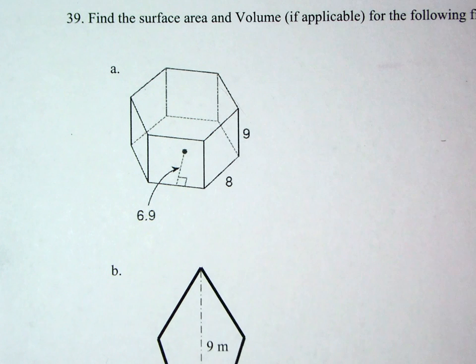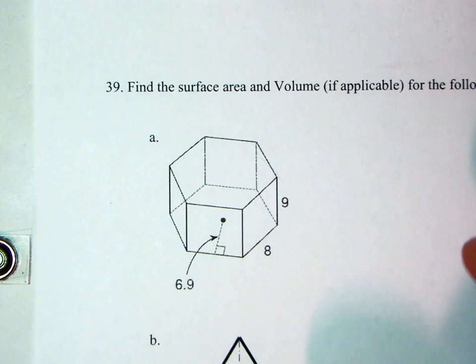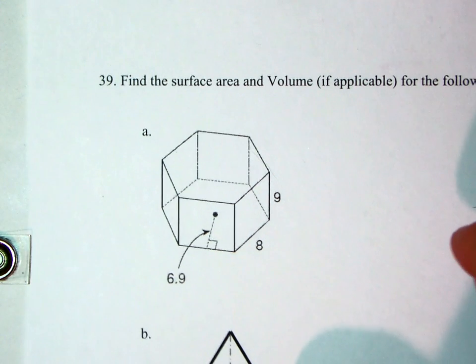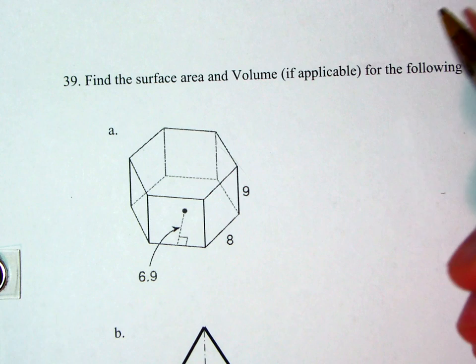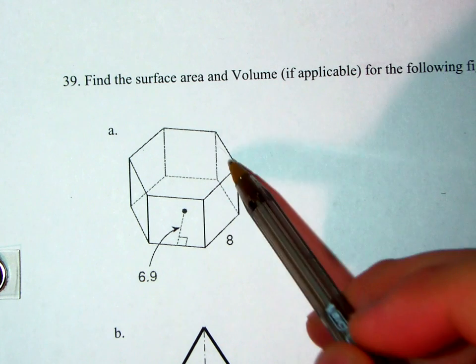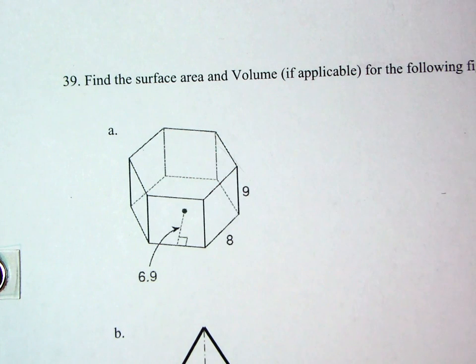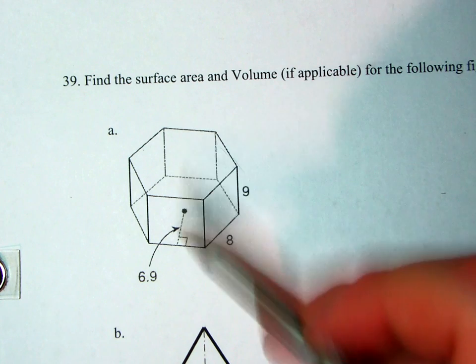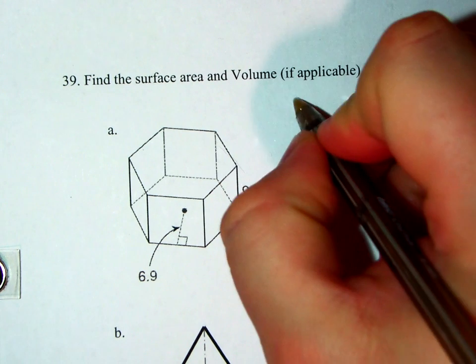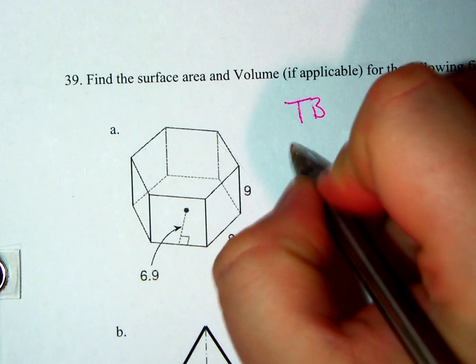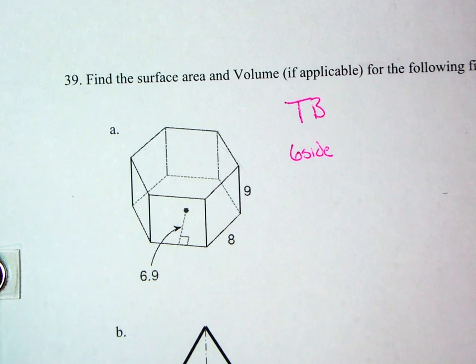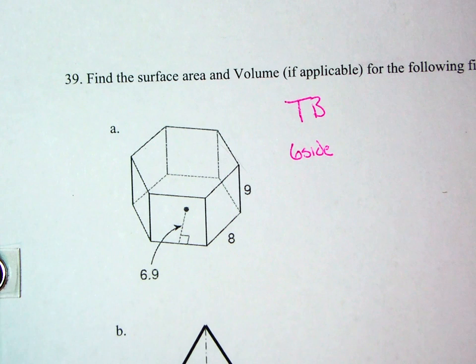Well, the first shape is a three-dimensional shape, so it will have volume, and it will also have surface area. I am going to begin with surface area. So this particular shape has 1, 2, 3, 4, 5, 6 sides, plus a top and a bottom. My top and bottom are going to be the same, and I'm going to call this 6 sides so that I remember after finding the surface area of one side, I can multiply it by 6.